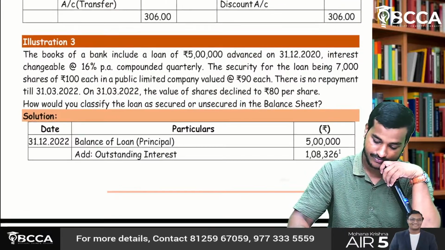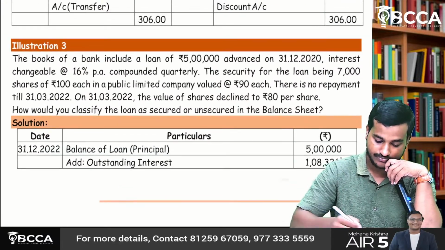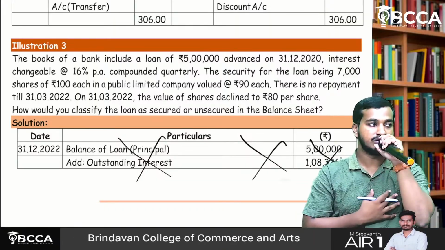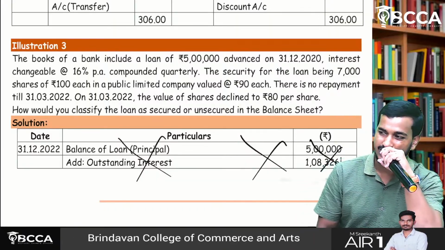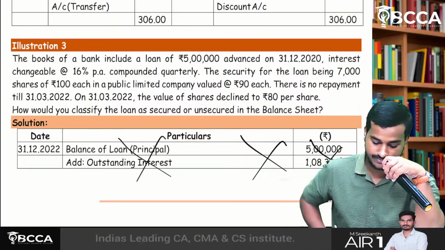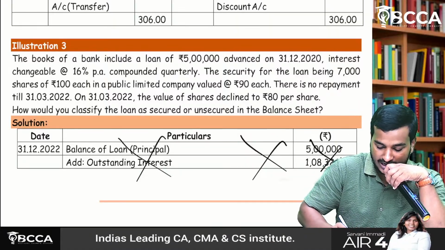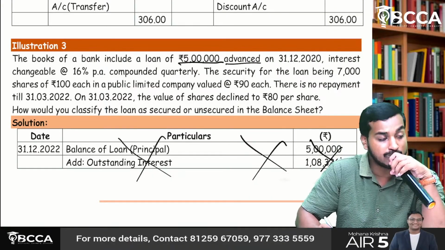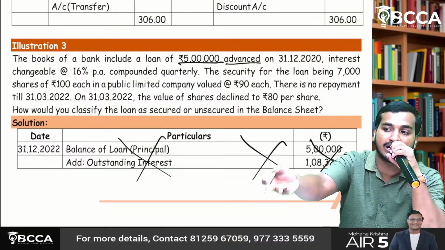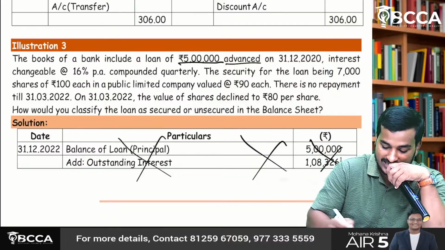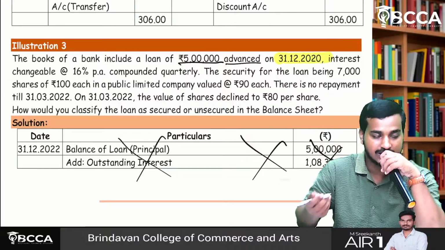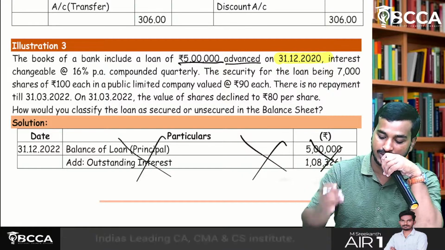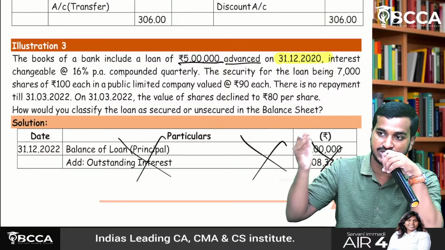Yes. Look at the screen, all of you. You have to observe carefully. Very easy question, but a small technique is there. The books of a bank include a loan of 5 lakh rupees advanced. Advanced means they have given a loan, on 31st December 2020. That means one bank has given a loan to some customer on 31st December 2020.